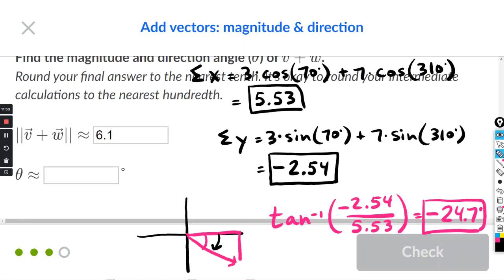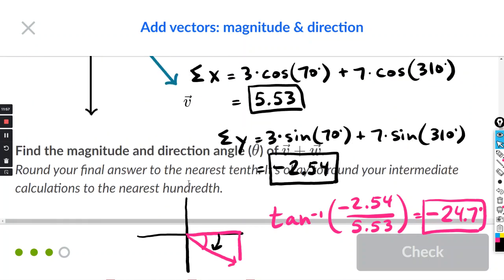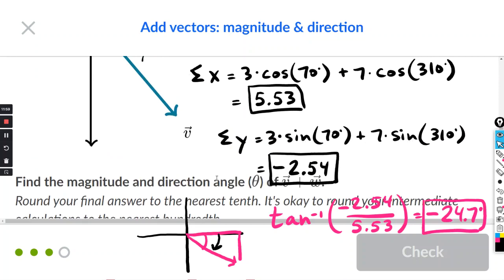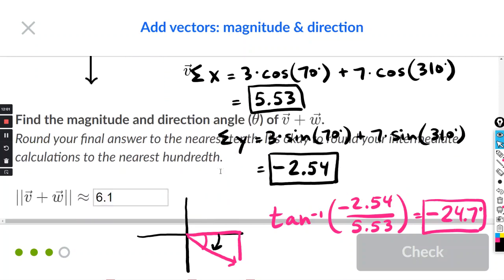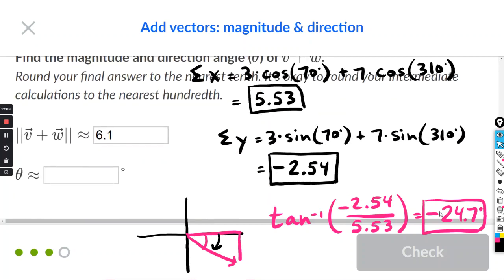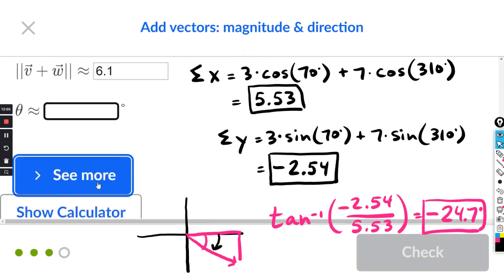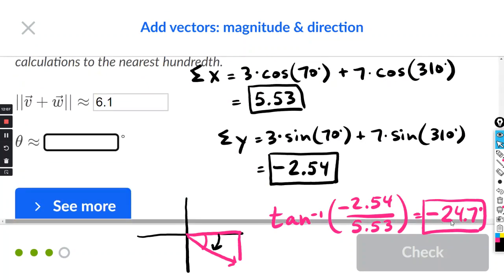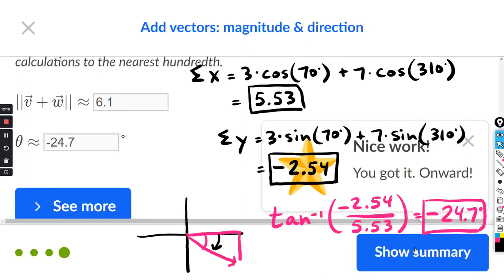Alright, now it didn't say in the write-up that the answer has to be between 0 and 360, but I'm pretty sure it does. Let me just try the negative answer and see if they take it. Okay, so in the box, I'm going to type negative 24.7, and let's see what happens here. Okay, so they do accept it. Alright, so I suppose negative answers are okay.